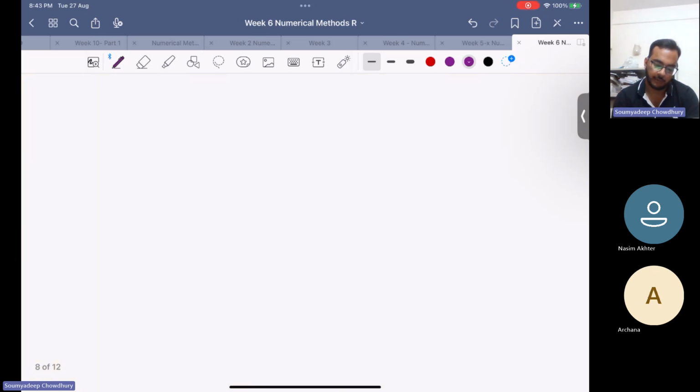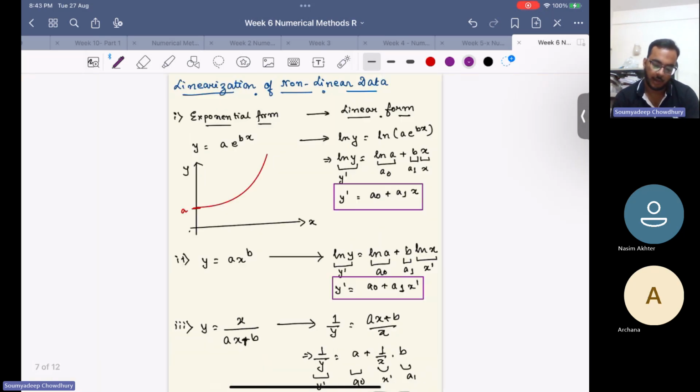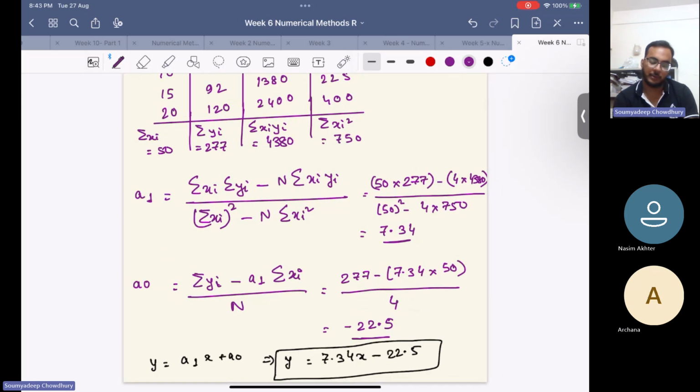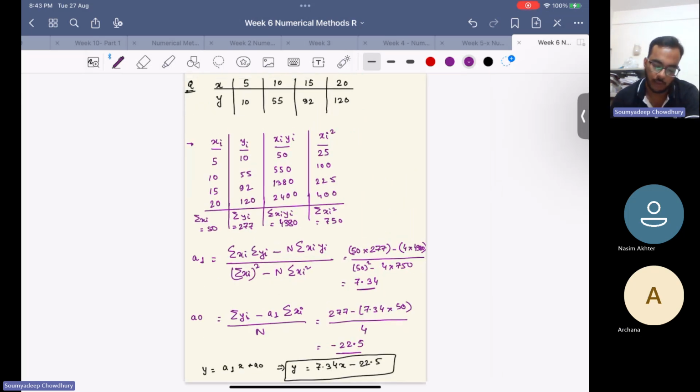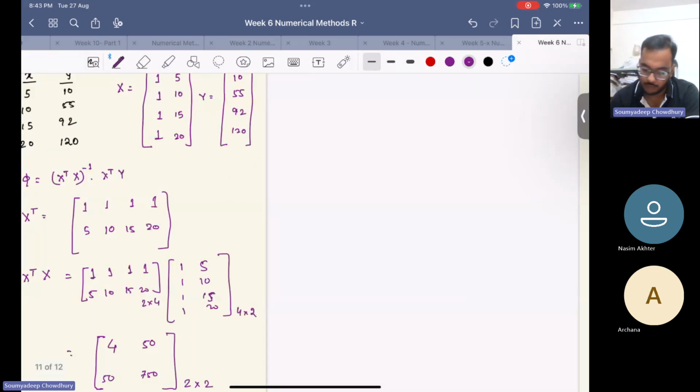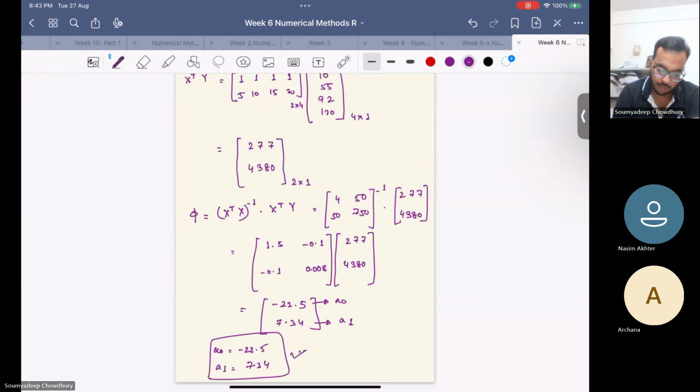So this problem, when we solved using the normal technique, we got A0 as minus 22.5 and A1 as 7.34. When we calculated using the matrix approach, it is also the same. Is it clear to you? Yes, sir, it's clear.